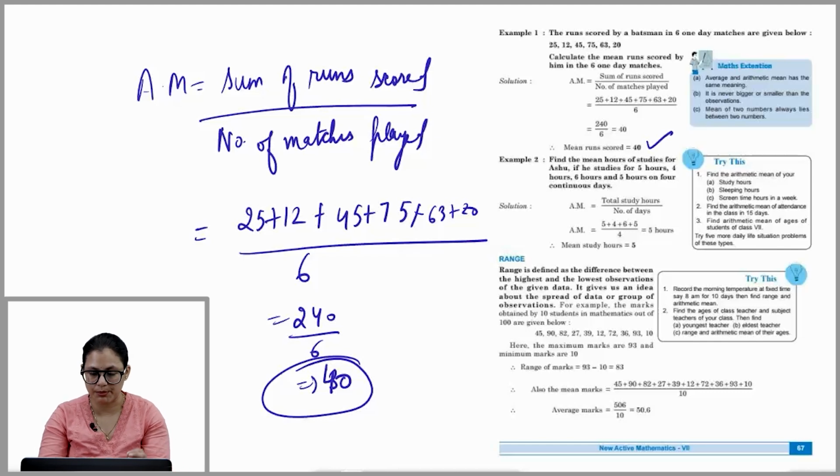Similarly, in example 2, you will find out the mean hours of study for Rashu if he studies for 5 hours. What will you do? Total study hours divided by the number of days.